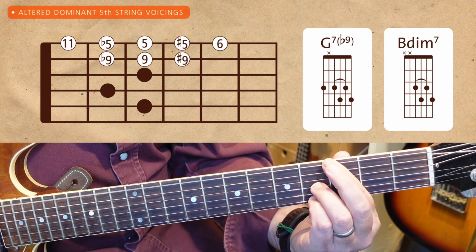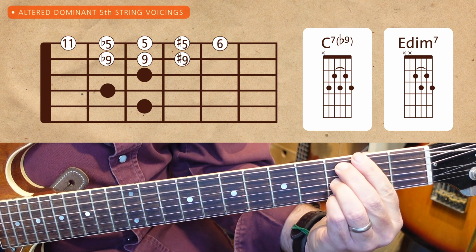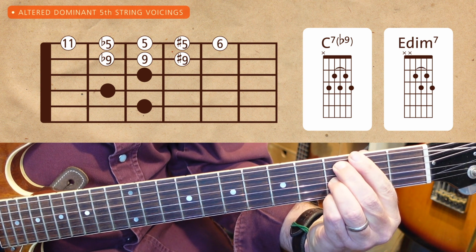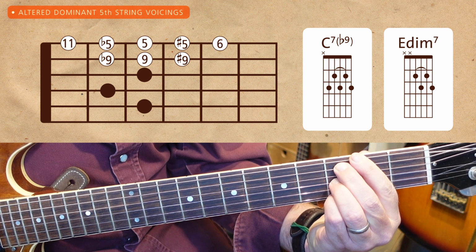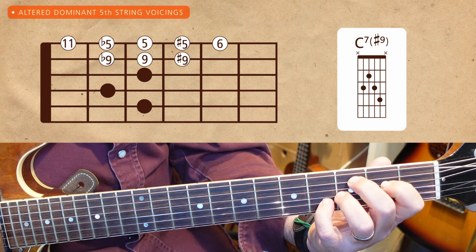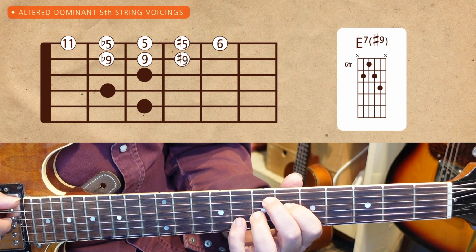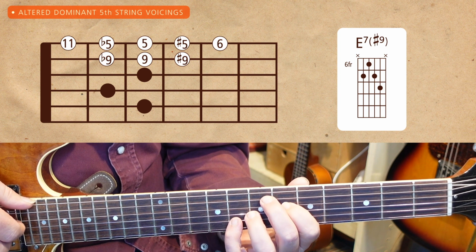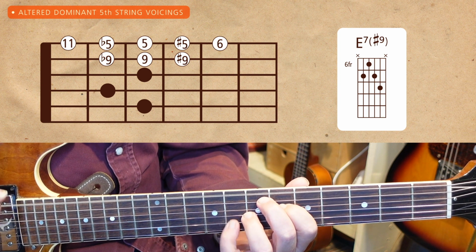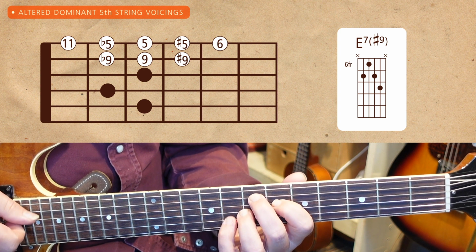Here's G7 flat 9 with a diminished shape on top, and now C7 flat 9, again with that diminished shape floating above the root. As for the sharp 9, again it's a very popular shape, and you might hear it in funk and soul, and it's really famous up here as E7 sharp 9 from Hendrix's Purple Haze. So much so that some people call it the Hendrix chord.